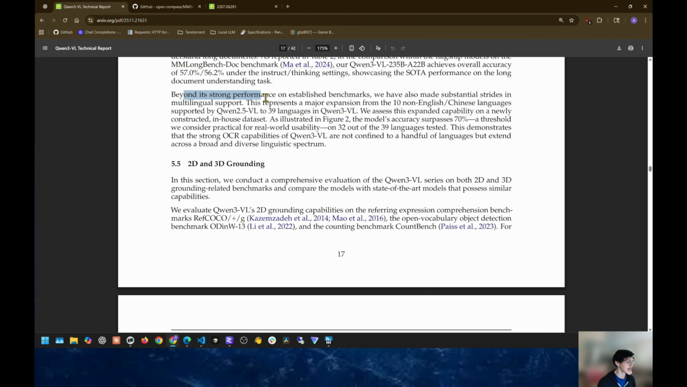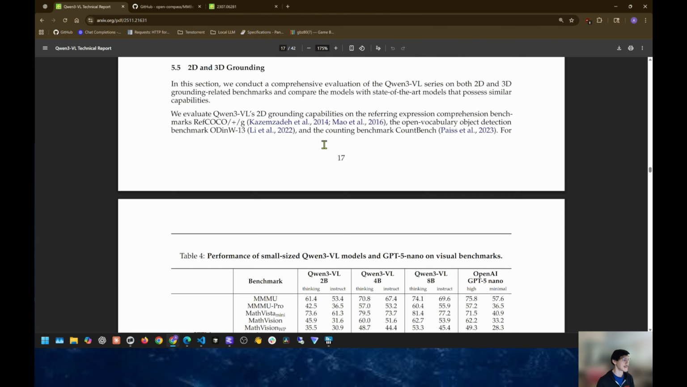Beyond its strong performance on established benchmarks, we have also made substantial strides in multilingual support. This represents a major expansion from the 10 non-English Chinese languages supported by Qwen 2.5 VL to 39 languages in Qwen 3 VL. We assess this expanded capability on a newly constructed in-house dataset. As illustrated in Figure 2, the model's accuracy surpasses 70%, a threshold we consider practical for real-world usability, on 32 out of 39 languages tested. This demonstrates that the strong OCR capabilities of Qwen3 VL are not confined to a handful of languages, but extend across a broad and diverse linguistic spectrum.